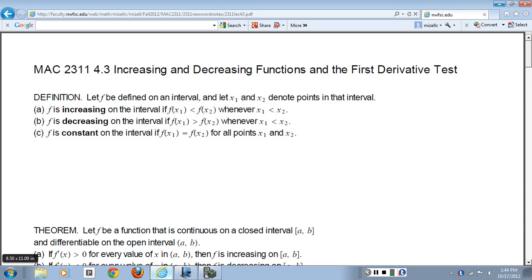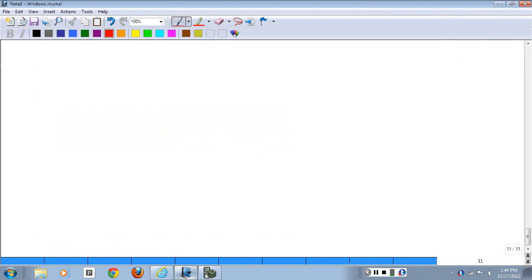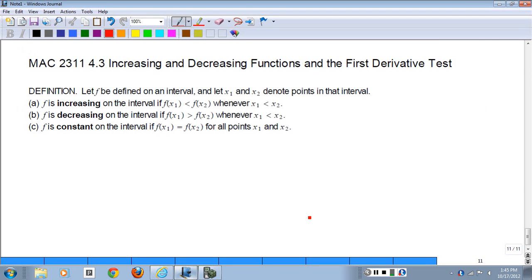Increasing, decreasing, and constant. We defined these in college algebra, what it means for a function to be increasing, what it means for a function to be decreasing. And the definitions don't change all that much. What will change for us in our calculus experience is that we'll have a nice theorem for determining where a function is increasing, where it's decreasing, or even constant based on the values of the derivative. So pictures are helpful. They're not everything, but they are helpful.